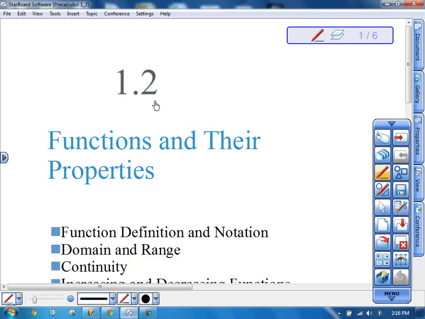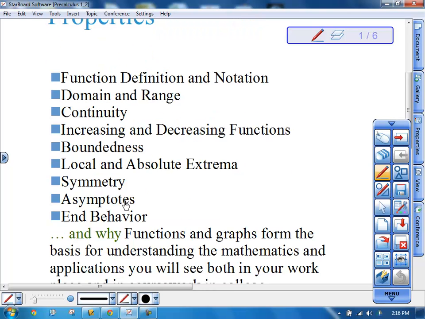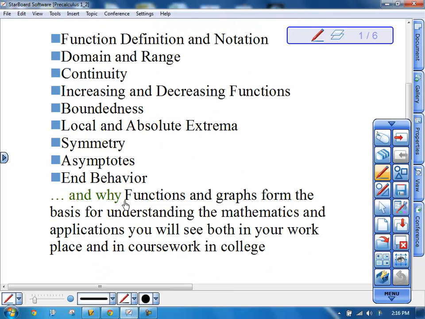Okay, next section is 1.2. We're going to talk about functions and some properties of those functions, like domain and range, function notation, continuity, whether they're increasing or decreasing, whether they're bounded or unbounded, and things like that. Hopefully this will help you with your basis of understanding math applications that you can use elsewhere. We'll see.